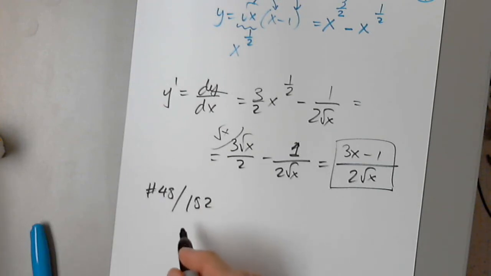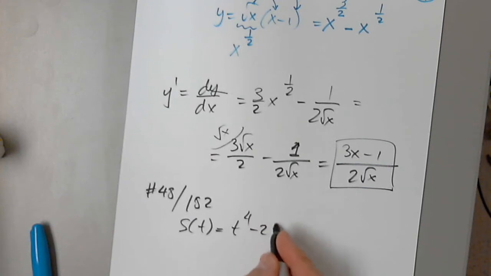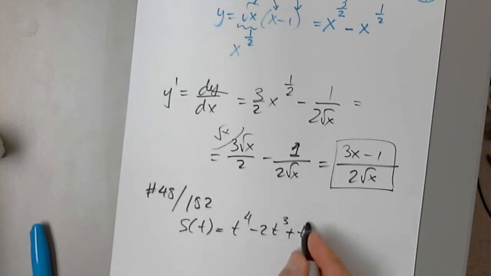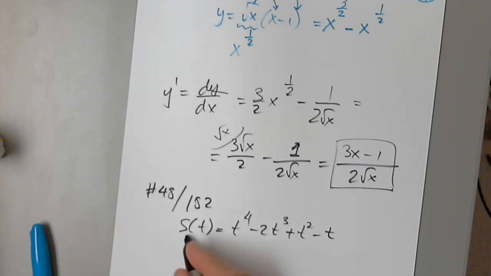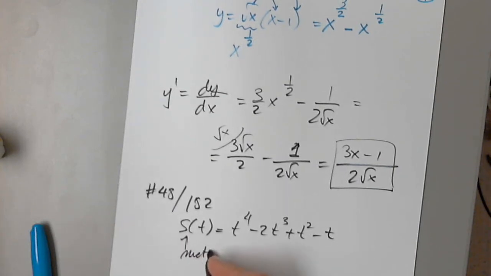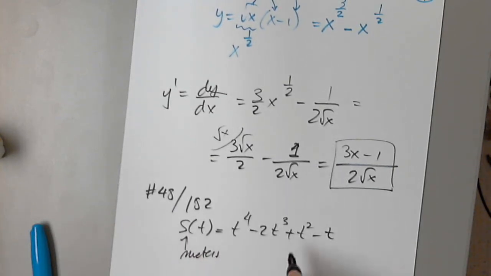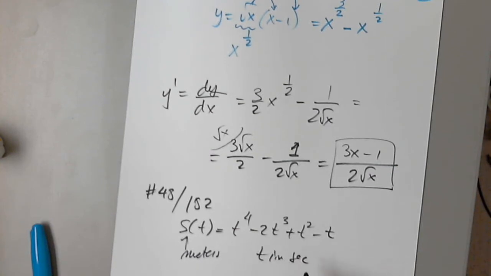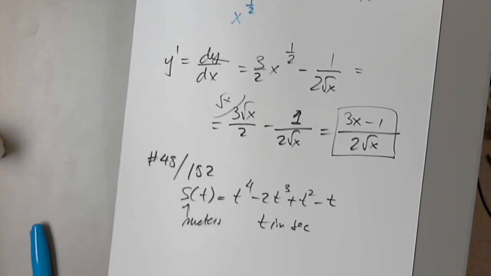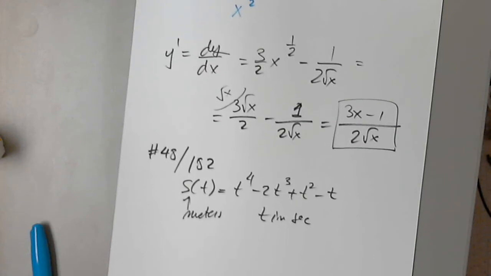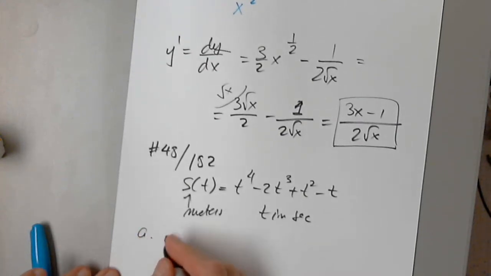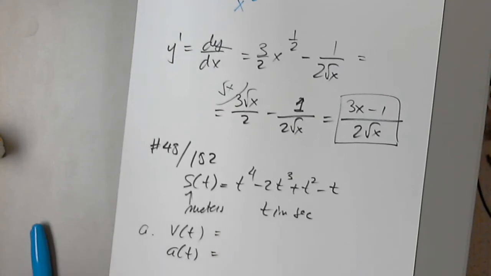On page 182, we are given the equation s of t equals t to the fourth minus 2t cubed plus t squared minus t. S is measured in meters, and t is measured in seconds. Find the velocity and the acceleration as functions of t. So we want the velocity and the acceleration.